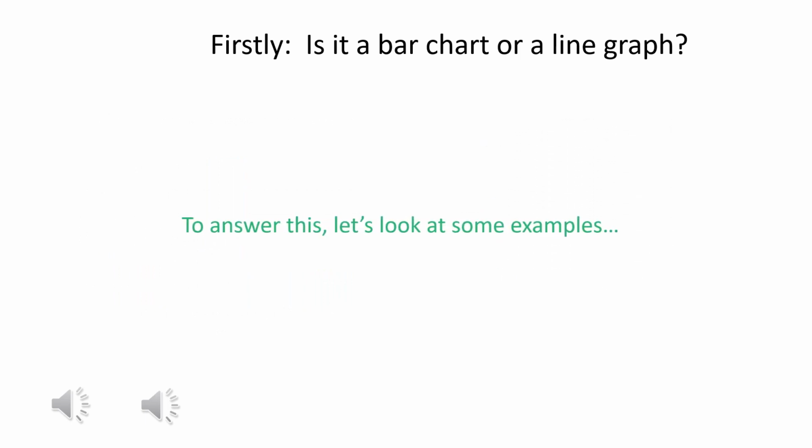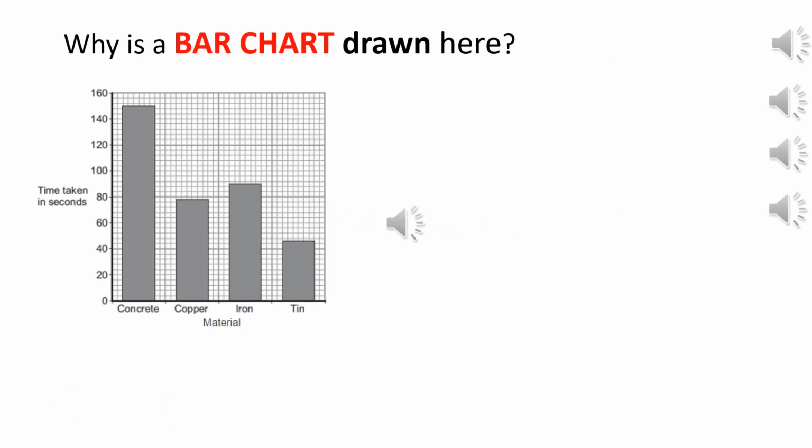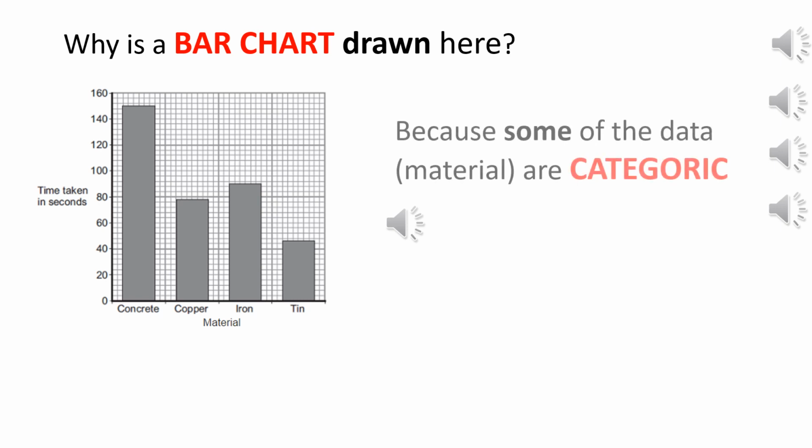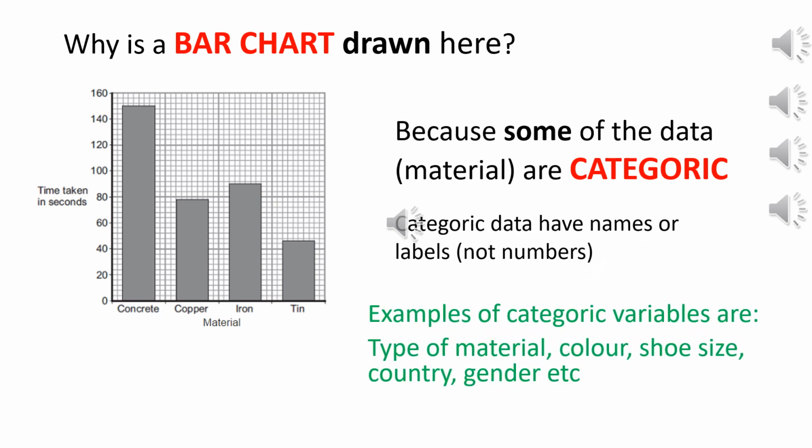Let's look at some examples. Okay, so why is this drawn as a bar chart? The answer is because some of the data are categoric. In this case, the material. Categoric data have labels. For example, materials, colours, countries, etc.